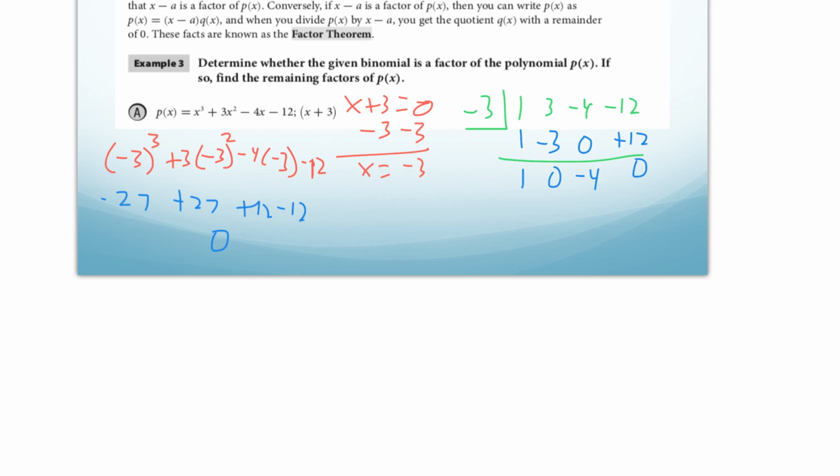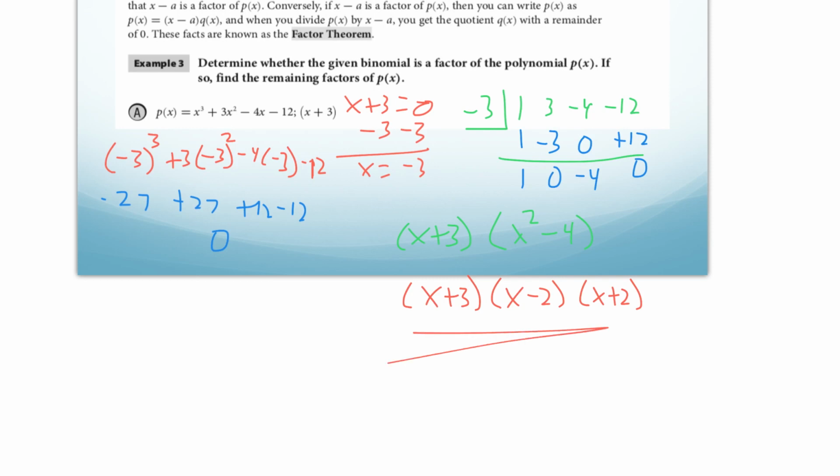So we had our original factor, which was x plus 3. And now, once we factored out x plus 3, we're left with x squared minus 4. And x squared minus 4 is the difference of two squares. So we can factor one more time, x minus 2, x plus 2. So there are our final factors. That means the graph crosses the x-axis at -3, 2, and -2.